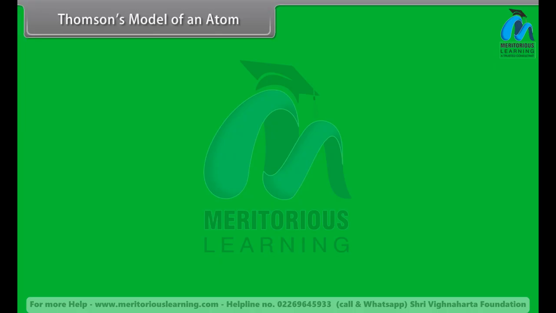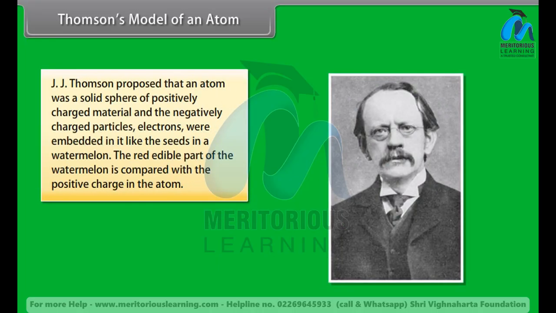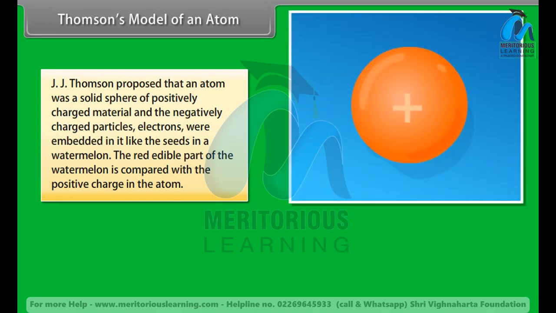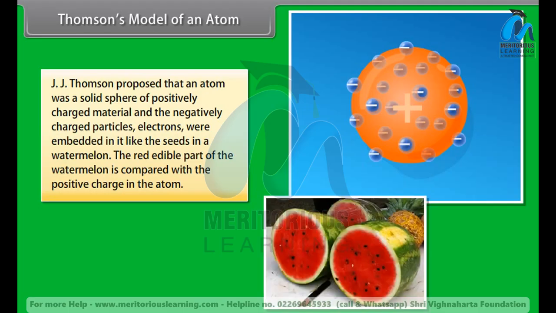Thomson's model of an atom. J. Thomson proposed that an atom was a solid sphere of positively charged material, and the negatively charged particles, electrons, were embedded in it like the seeds in a watermelon. The red edible part of the watermelon is compared with a positive charge in the atom.